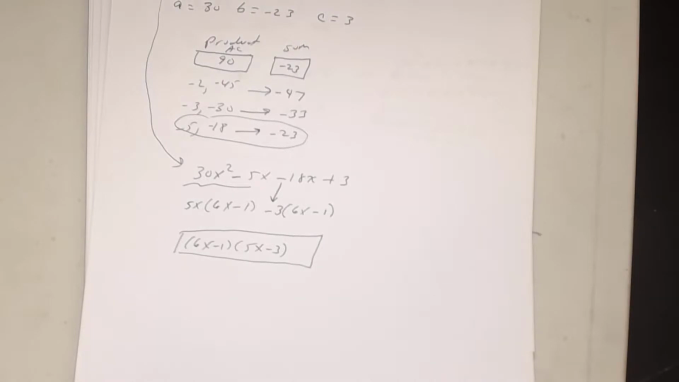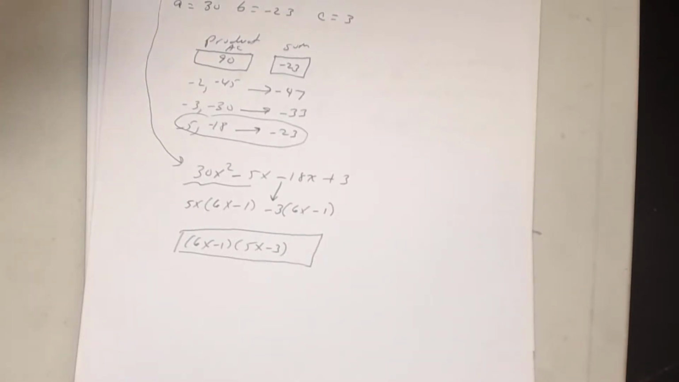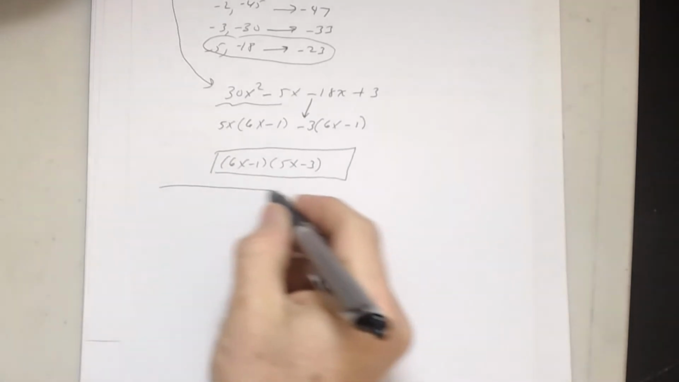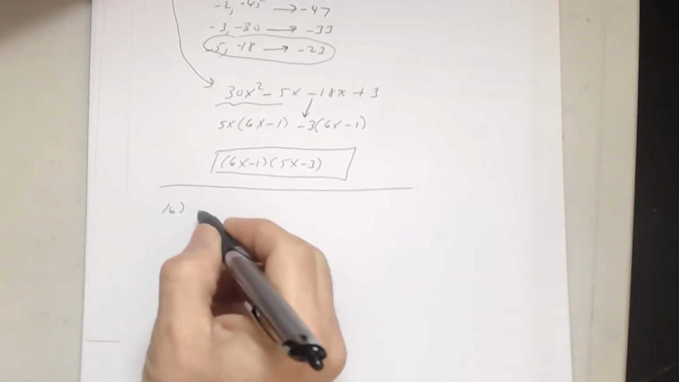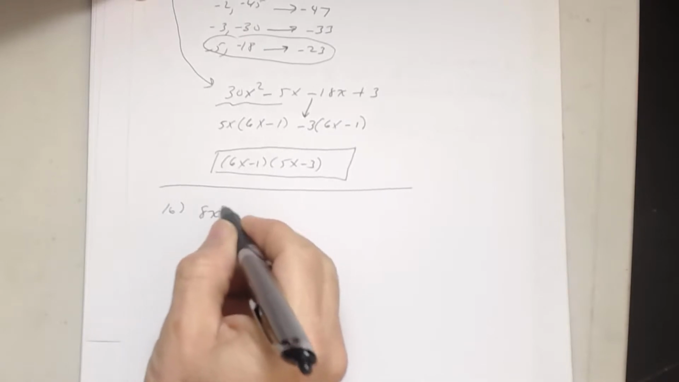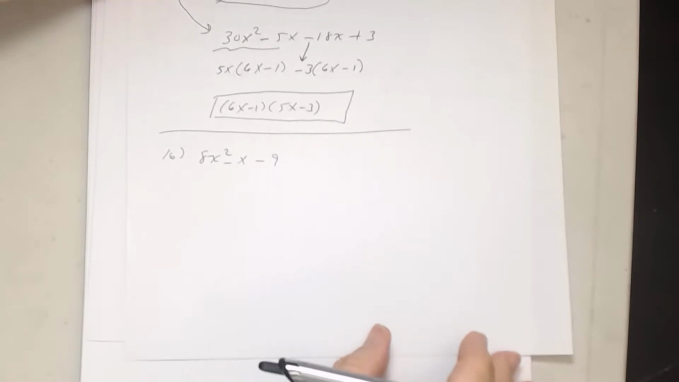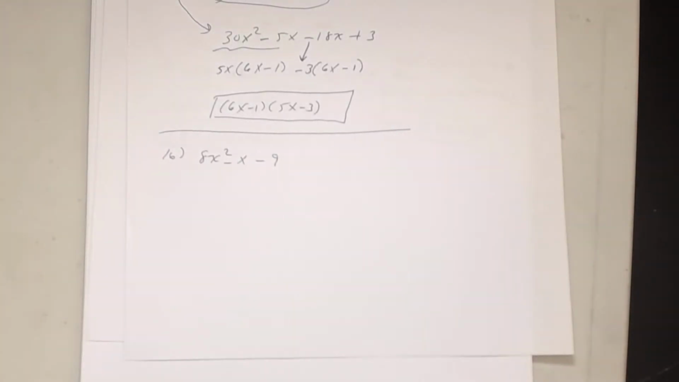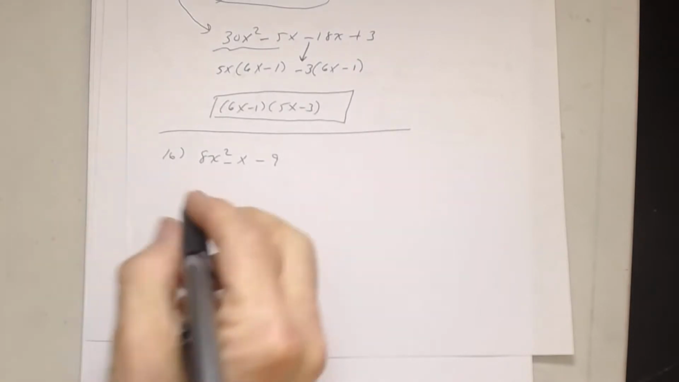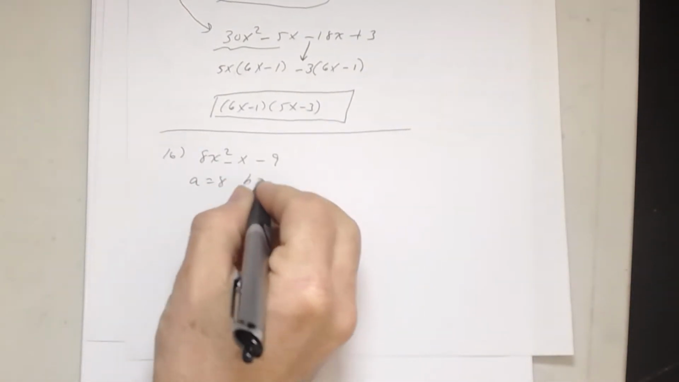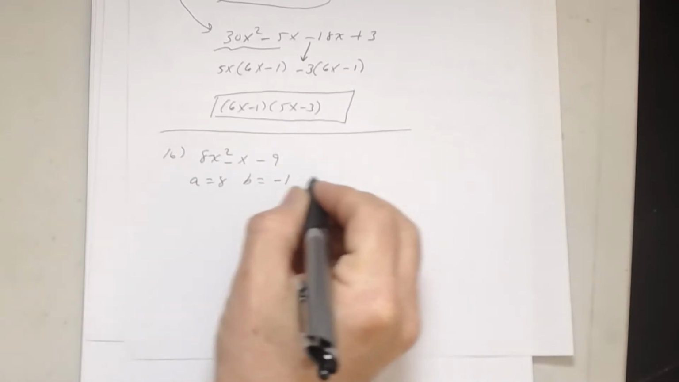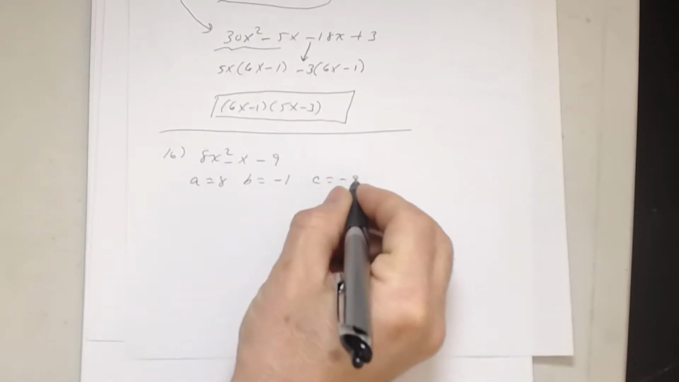Yep. Okay, so the AC method. All right, let's look at 16. All right, 16, you have 8x squared minus x minus 9. So again, notice we're not using trial and error, we're just using the AC method. What is A? What's B? Nope. Negative 1. What is C? Negative 9.